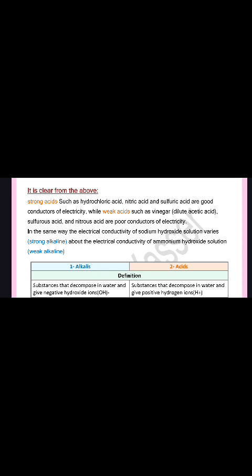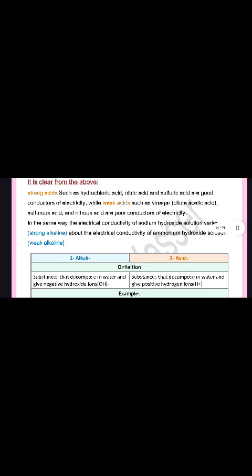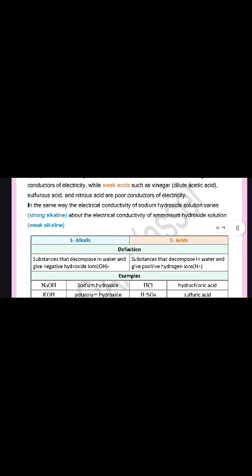Strong acids such as hydrochloric acid, nitric acid, and sulfuric acid are good conductors of electricity, while weak acids such as vinegar or nitrous acid are poor conductors of electricity. In the same way, the electrical conductivity of sodium hydroxide solution, a strong alkali, varies from the electrical conductivity of ammonium hydroxide solution, which is a weak alkaline.